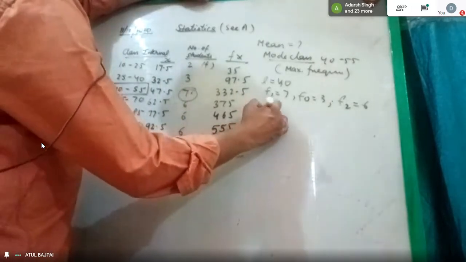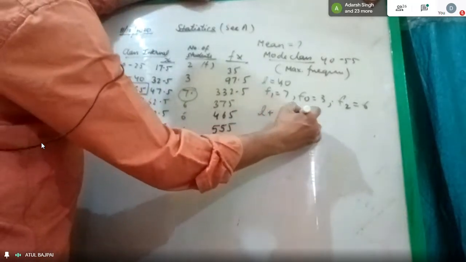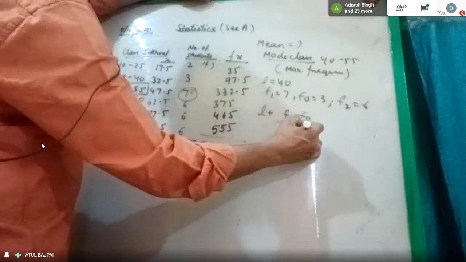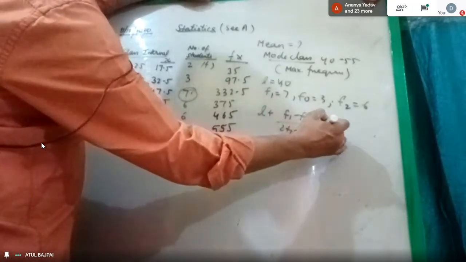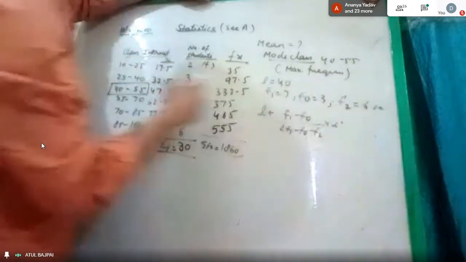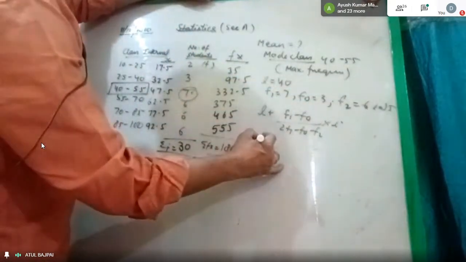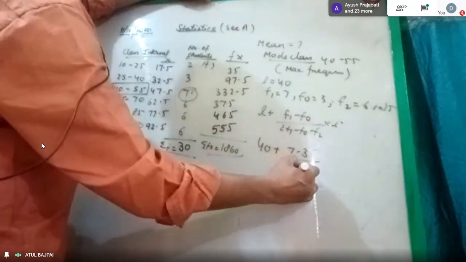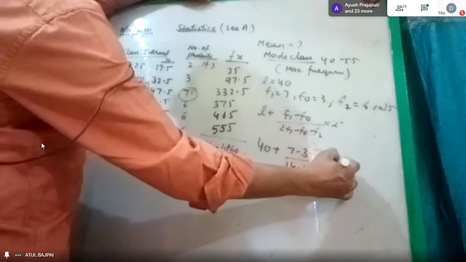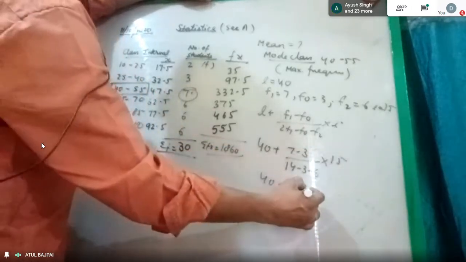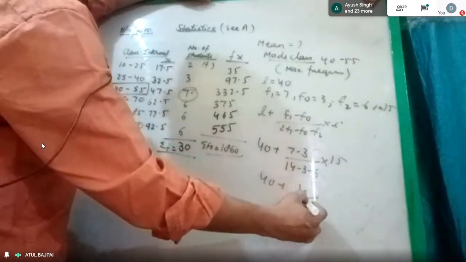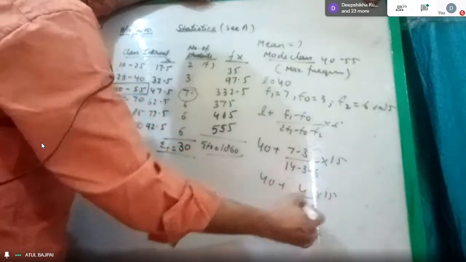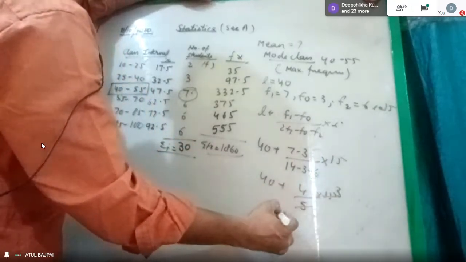L plus (F1 minus F0) upon (2F1 minus F0 minus F2) into I. I is the difference, which I can see is 15. So 40 plus (7 minus 3) upon (14 minus 3 minus 6) into 15. 40 plus 4 upon this is 9. What we get? 5 into 15. The final is cancelled. 52.